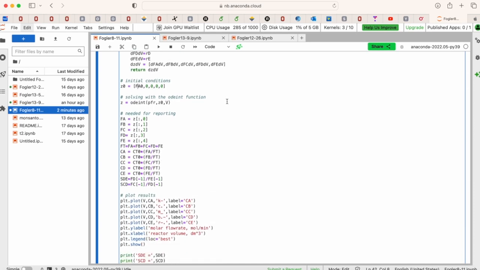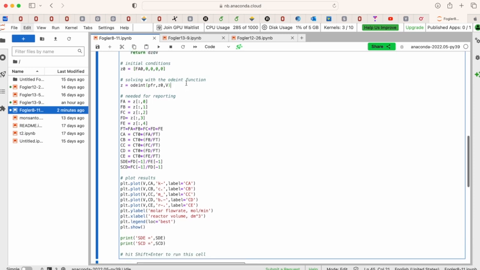For the initial molar flow rates of each species, A is coming in, nothing else is, so the rest of those are 0. And this is the code that I'm going to use to integrate the ODEs. Once I'm done with that, I need the code to report back the values I need: the flow rates of all the different species. What I've done here is generate a matrix of values. The matrix has 5 different vectors, 1, 2, 3, 4, 5, one for each species, and each one has the molar flow rate of that species as a function of the volume.